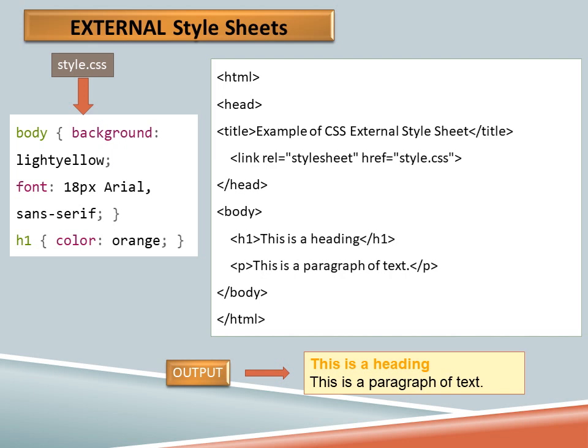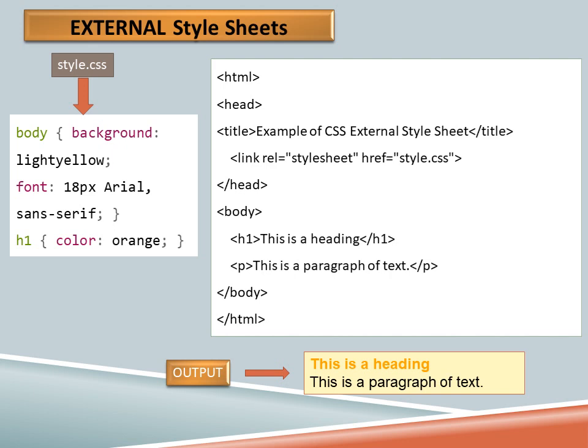Now see in the example, whenever we are going to use the external style sheet, we use the link tag, where we give rel equal to stylesheet, and then href equal to style.css. That means you have to specify the path where that particular CSS file is placed in your computer system. Then in the body tag, we are using h1, this is a heading, same paragraph.